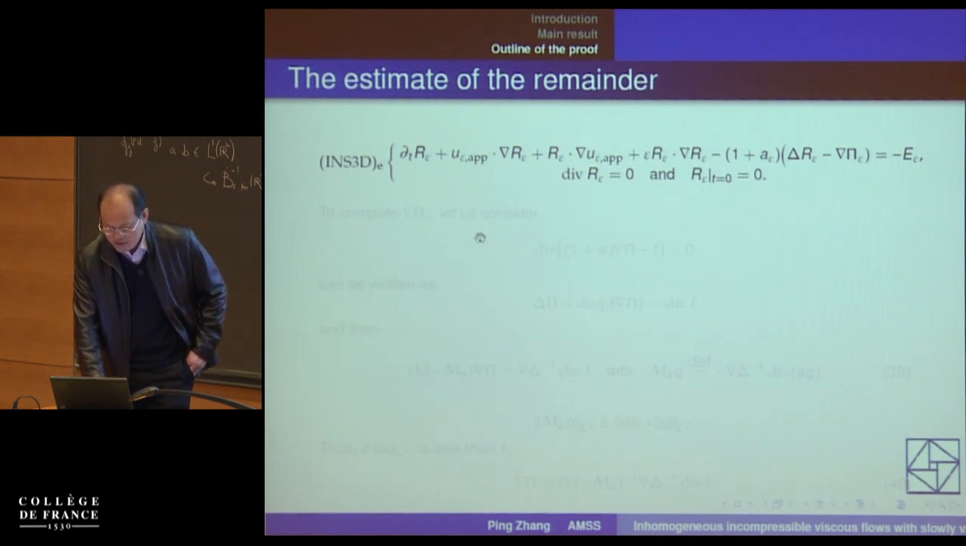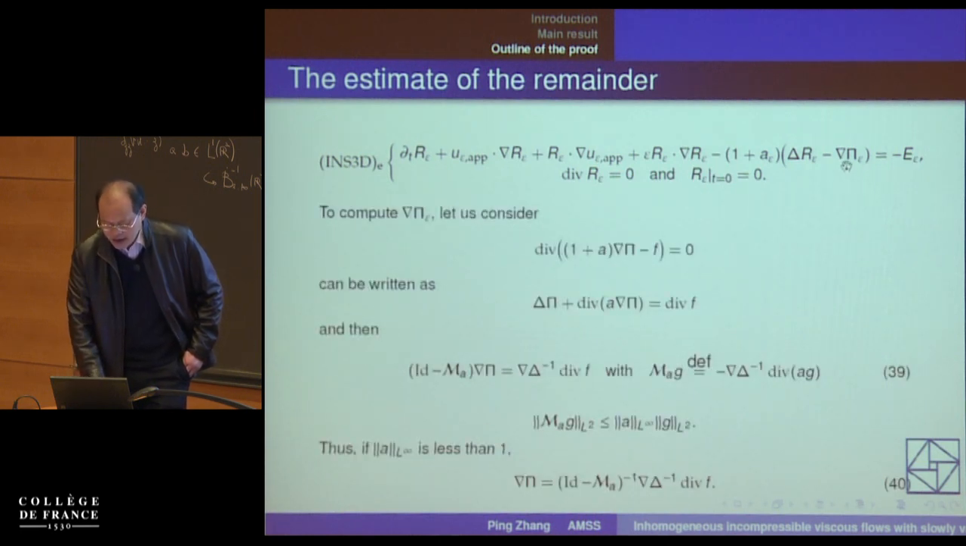This remainder term R epsilon should satisfy an equation like this. Now we have a good estimate for this error term. We still need to estimate this pressure term. In order to estimate this pressure term, let's look at this elliptic system: divergence of 1 plus a, gradient of pi minus f, equals 0. This can also be written in this way. So by inverting this Laplacian, you find this gradient of pi should satisfy an equation like this.